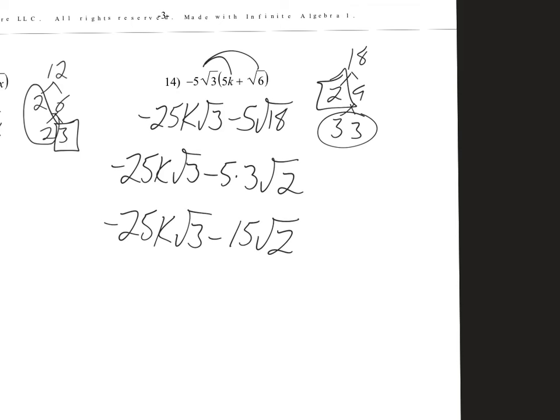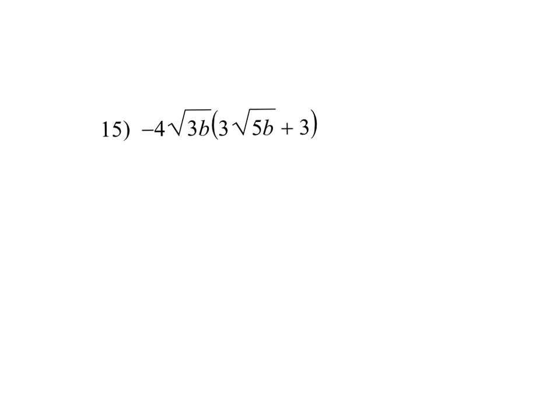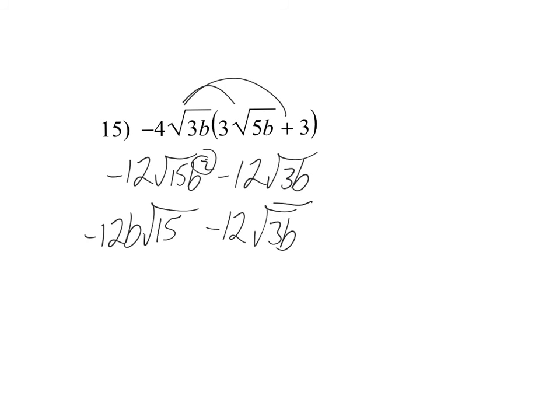Okay, now the next one. We're going to have, again, we're multiplying, so that's negative 12 radical 15b squared minus 12 radical 3b. Okay, so 15 I can't simplify, but I have 2 b's here, so I can pull that out. So I have negative 12b radical 15 minus 12 radical 3b. Okay, cool. So I can't do anything else with that one.